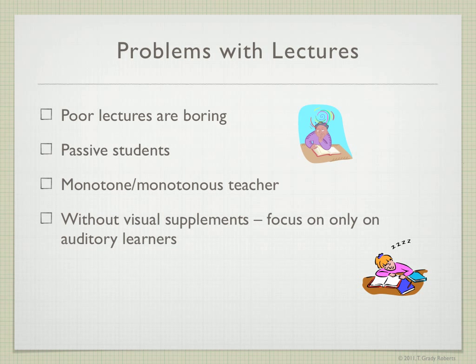Lectures can be very poor if you have a monotone or a monotonous teacher, and we can probably all think of some examples of teachers we've had like that. And if you don't include visual supplements, lectures are only good for auditory learners, and so it only appeals to a small part of your students, and those are the auditory learners.